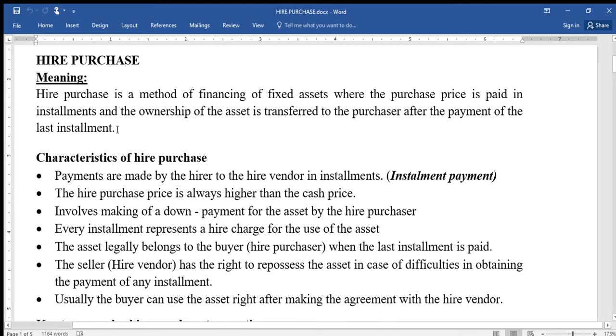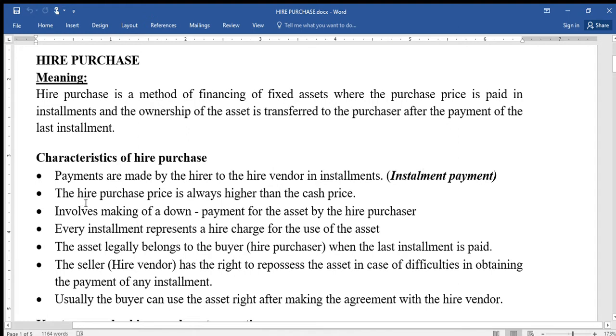So let's look at the characteristics of hire purchase. First, payments are made by the hirer to the hire vendor in installments. The hirer is the person who is purchasing on hire purchase, and the hire vendor is the seller. So payments are made by the hirer to the hire vendor in installments, that is, installment payment.